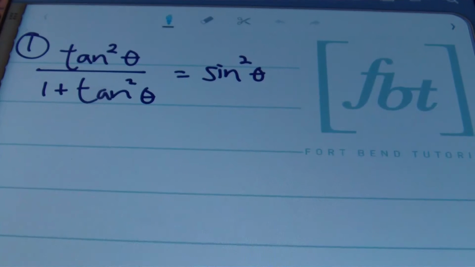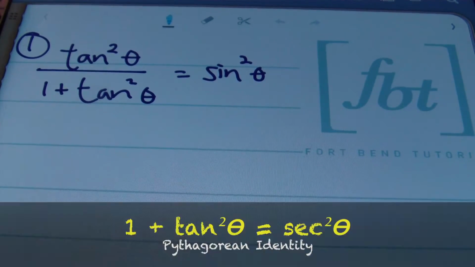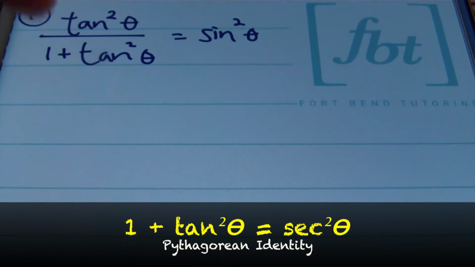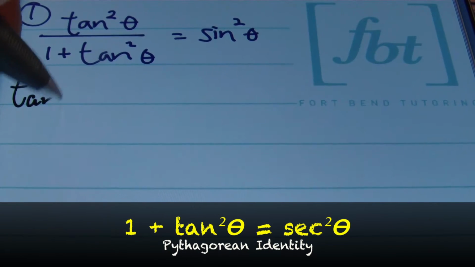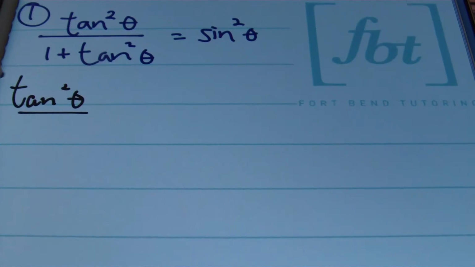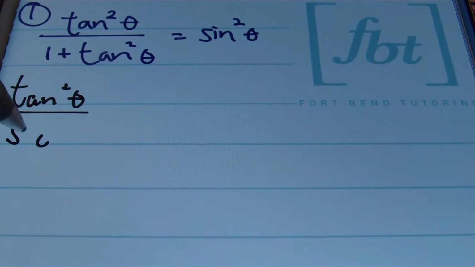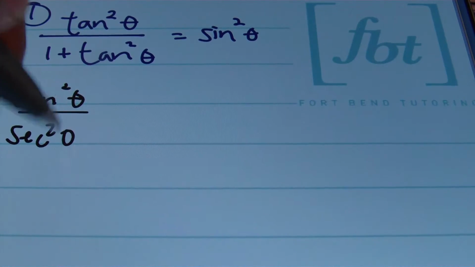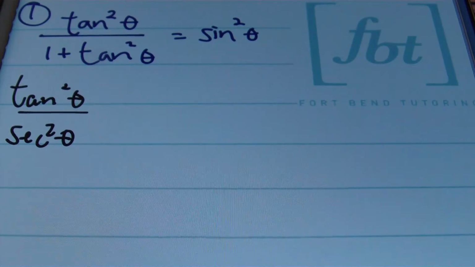Okay? So in this problem, we have tan squared theta divided by 1 plus tan squared theta equals sine squared theta. My first step is to recognize, using my Pythagorean identity, that 1 plus tan squared theta is equivalent to secant squared theta. It is. So we have tan squared theta over secant squared theta. Okay, so this is what I have thus far.